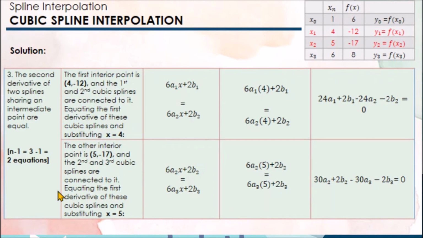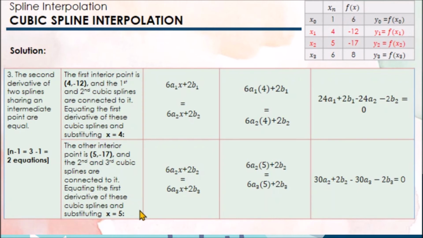So, doon na tayo sa pangalawang point, interior point. So, the other interior point is 5, negative 17, and the second and third cubic splines are connected to it. So, ang nagko-connect para doon sa second and third na cubic spline natin is yung point 5, negative 17. So, equating the second derivative of these cubic splines and substituting x is equal to 5, we have 6a sub 2x plus 2b sub 2 is equal to 6a sub 3x plus 2b sub 3. And then, substituting the value of our x here, which is 5.